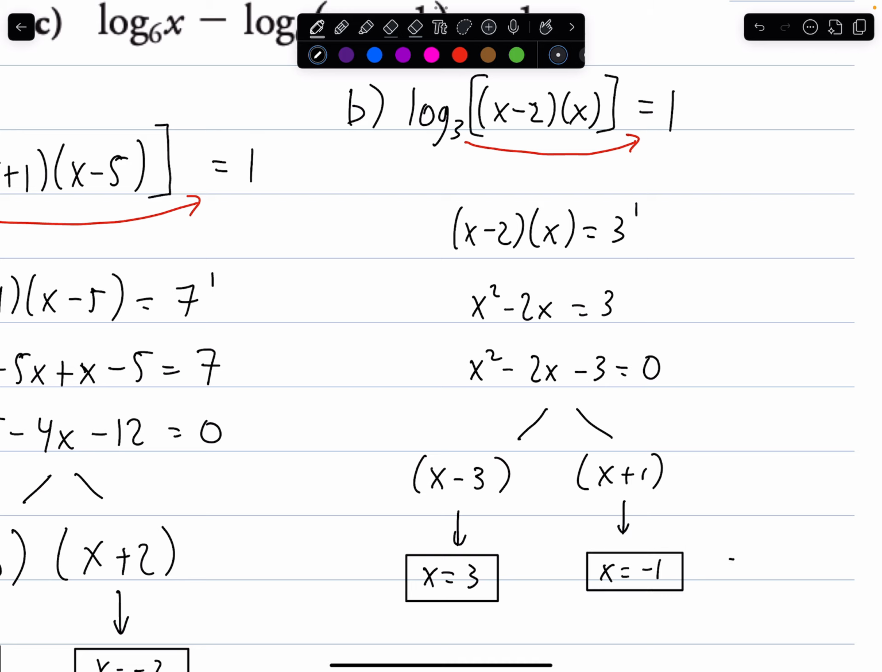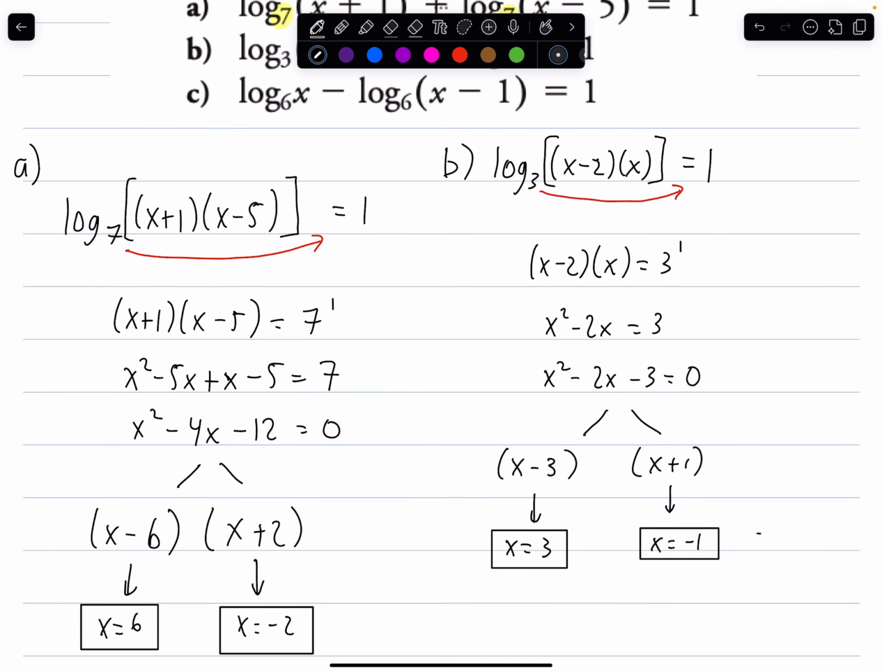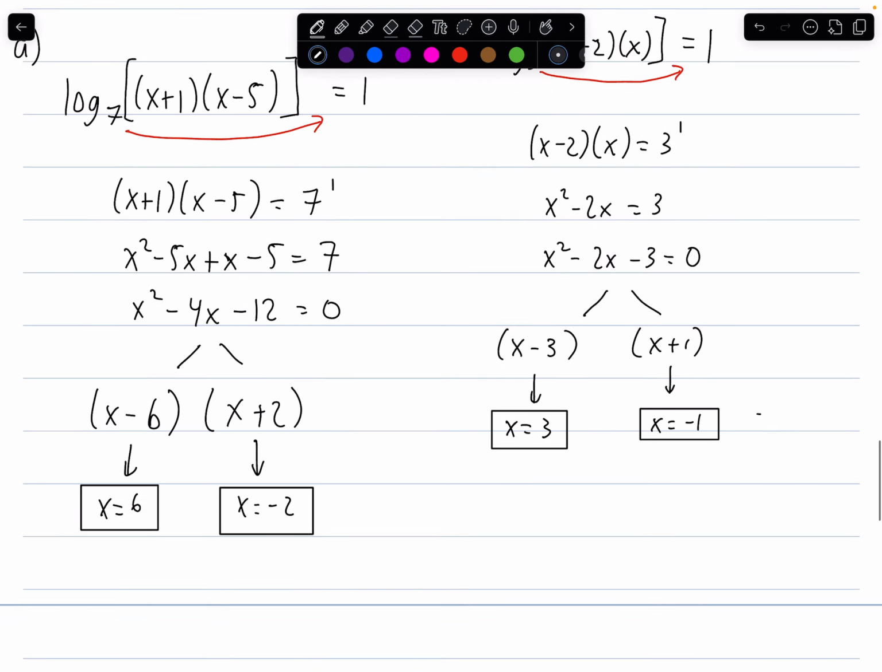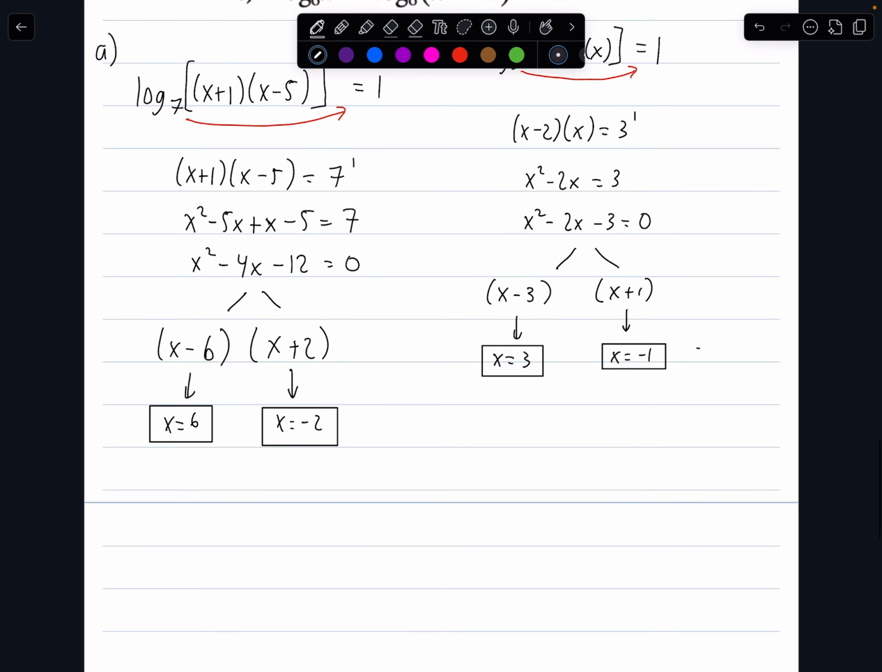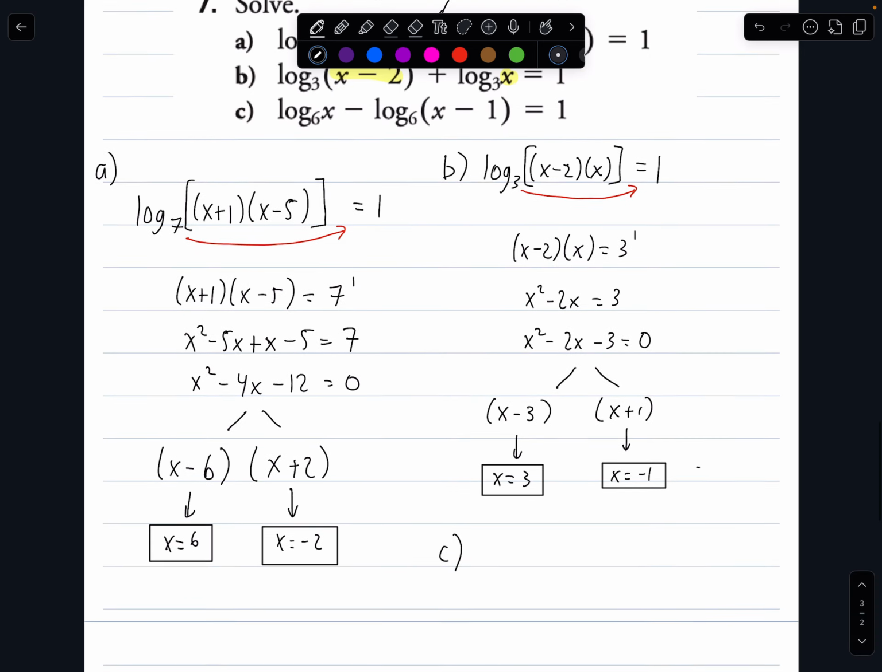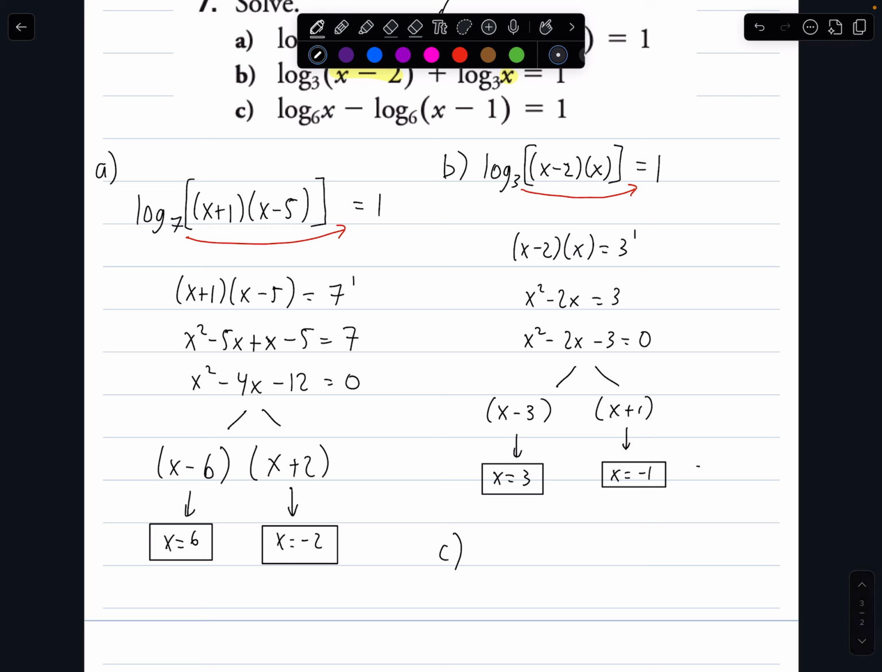So these types of questions you've got to also be familiar with. They like to put these in thinking or application type questions. So it's good to know. Let's try question C. This one is interesting because we're subtracting. So notice how when we subtract for question C, the subtraction means division, right, from our logarithmic rules.